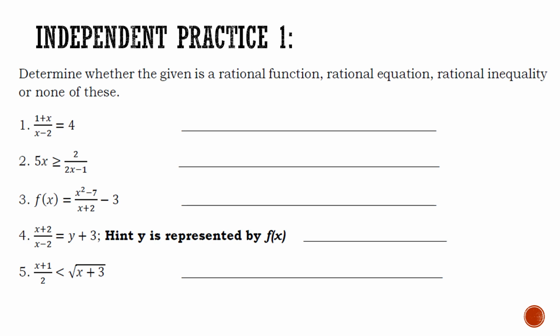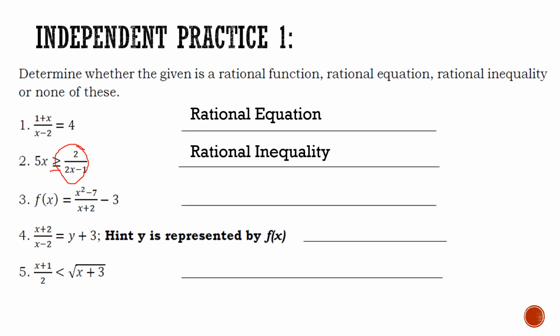So, ang sagot po natin dyan sa number 1 ay rational equation. Next, number 2 po, 5x greater than or equal to 2 over 2x minus 1. So, obvious naman po, gumamit na po kagad siya ng inequality symbol. Tapos, meron naman po tayong rational expression na 2 over 2x minus 1. So, definitely po, si number 2 po ay rational inequality.